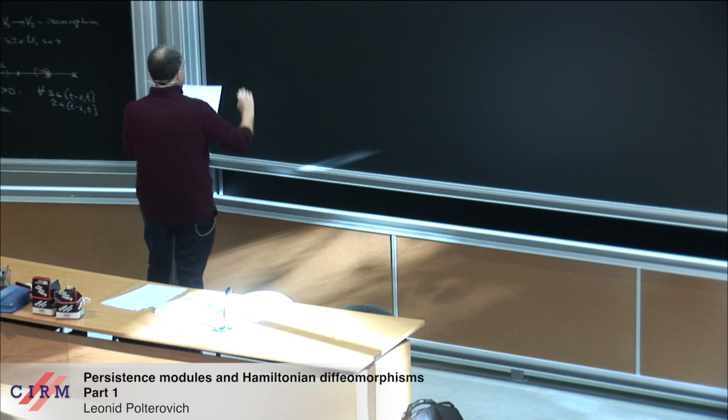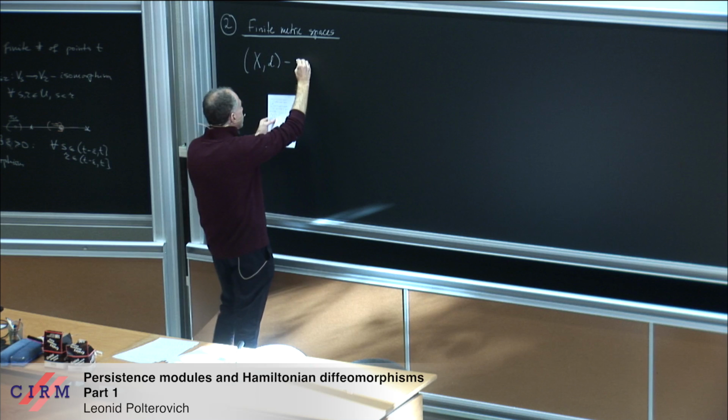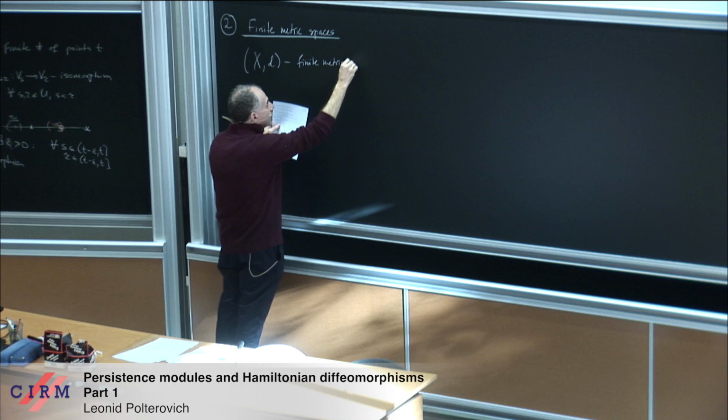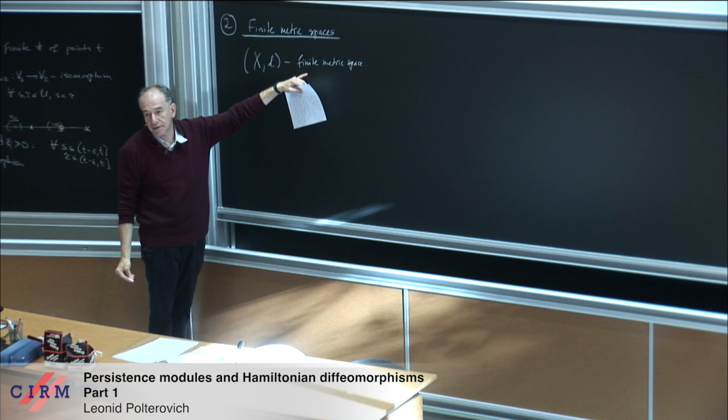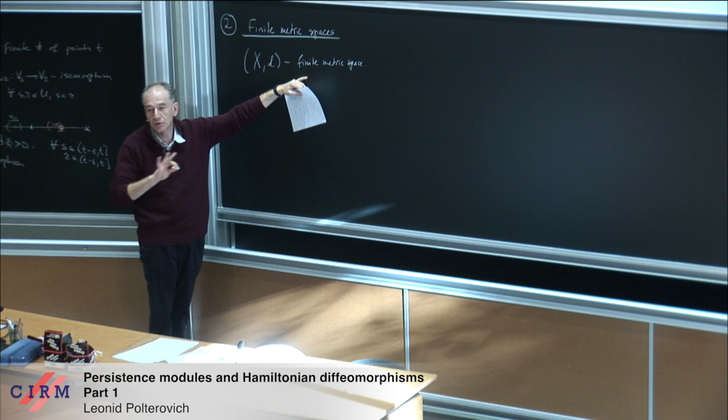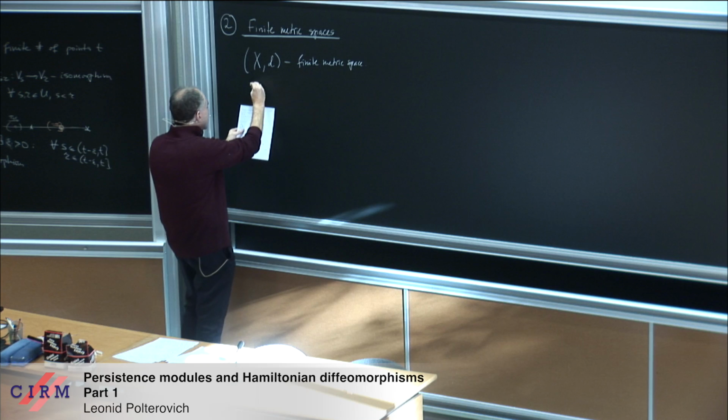So assume that (X, d) is a finite metric space. Honestly speaking, I do not need this finiteness, but this is just an illustration, and with finite metric spaces I will avoid all kinds of questions, because it's just finite. And fix a number alpha in R.